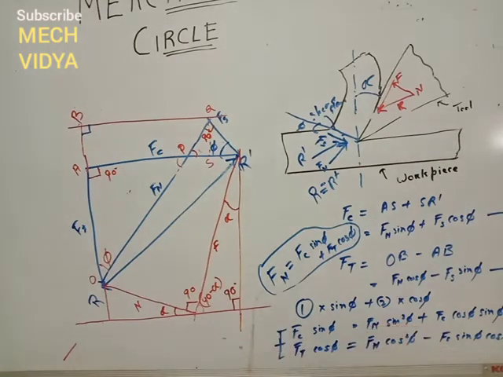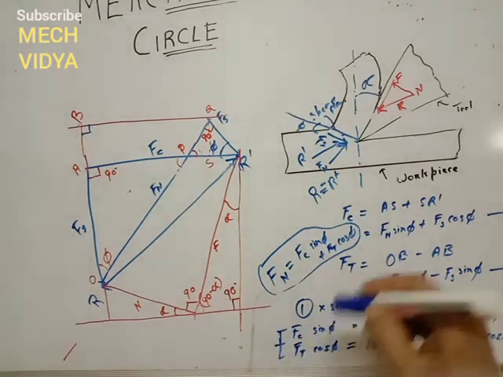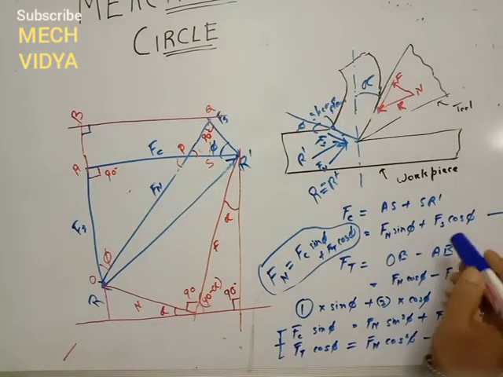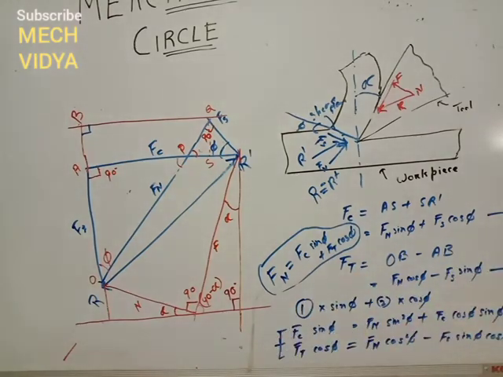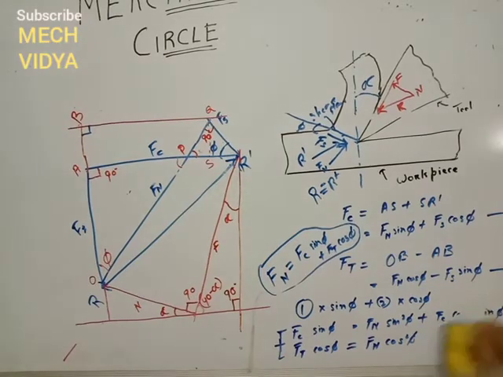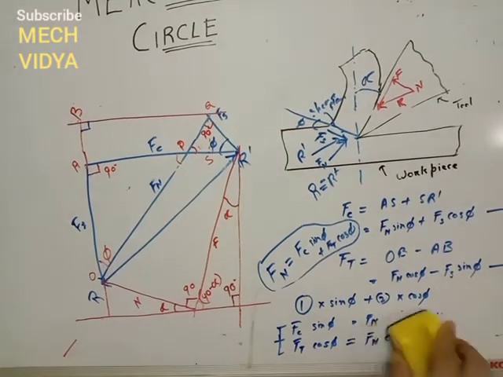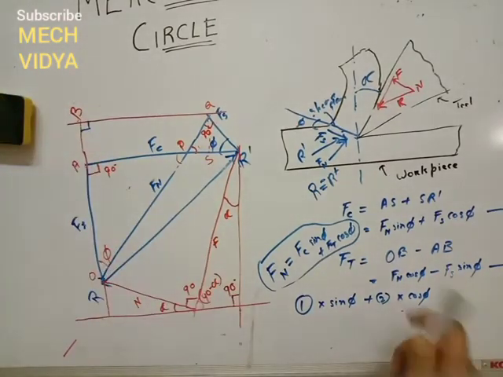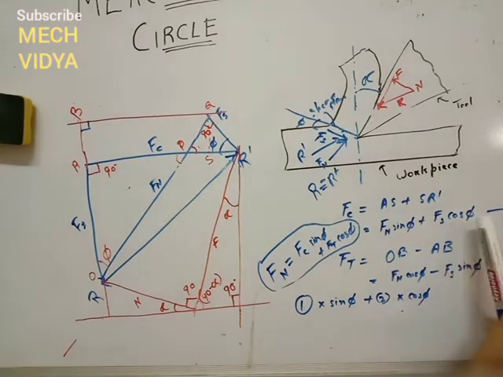Similarly, to get the value of Fs, we can try the same thing. To get the value of Fs, I'll show you one trick. See, in this equation, along with Fs we have cos phi, and in the second equation along with Fs we have sine phi.